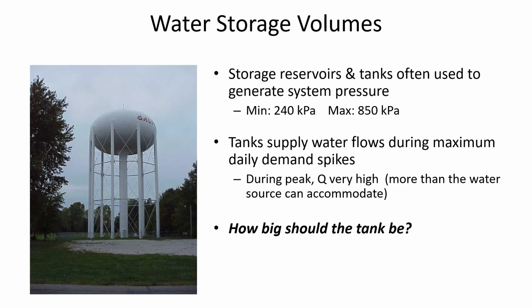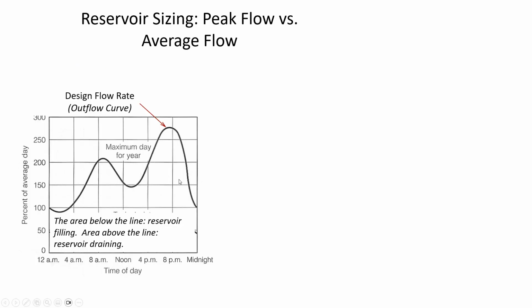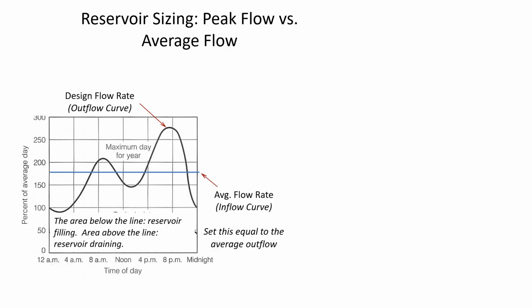And so the question is, how big should the tank be? And to answer that question, we have to go back to this figure which you worked on for one of your homework assignments. What you did is you digitized that curve. For every hour of the day, you told me what was the percent of peak for that hour. And from that, we could assume some average daily flow. And in fact, you know the average daily flow from your demand estimation.